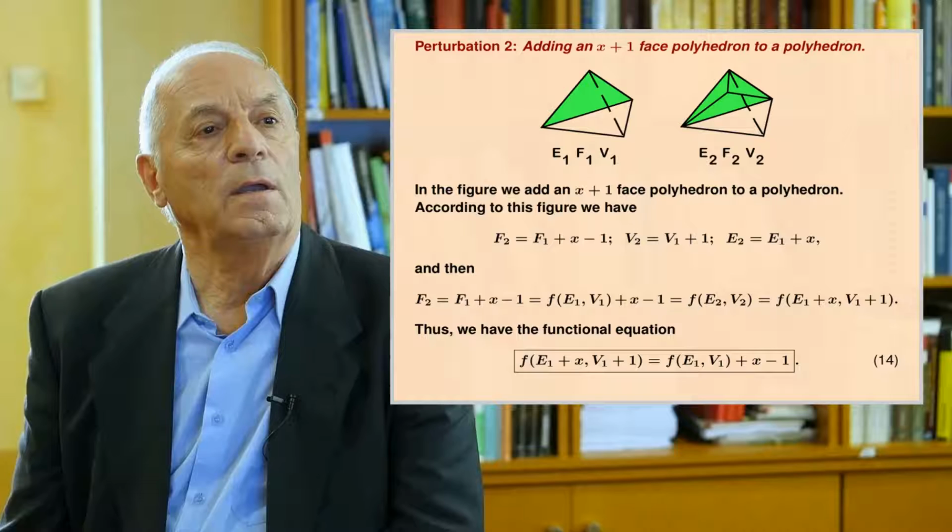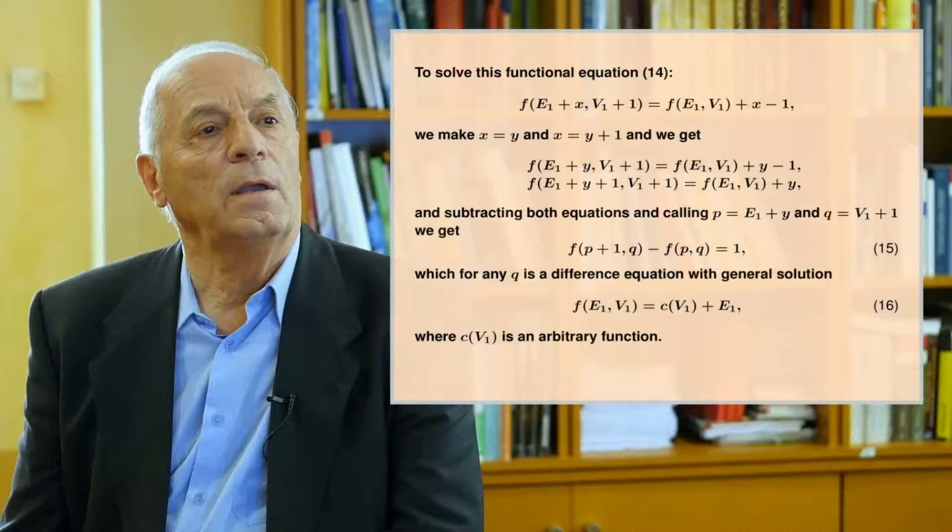The reader can check that the indicated relations between the faces, vertices and edges of the two polyhedra hold, and then, applying function f to express the number of faces of both polyhedra, we get the functional equation at the bottom of the slide. To solve this equation, that has been repeated at the top to facilitate things, we make x equal to y and x equal to y plus 1 and get the indicated system of equations.